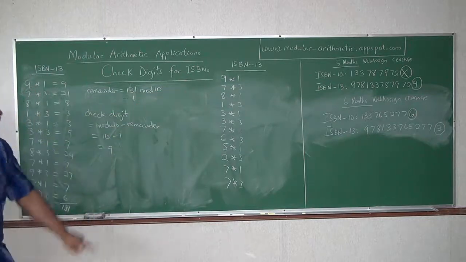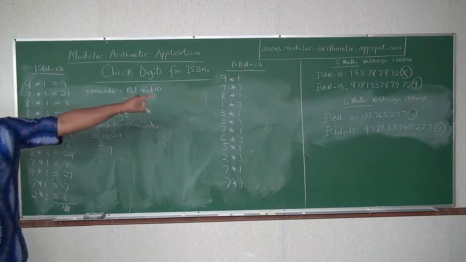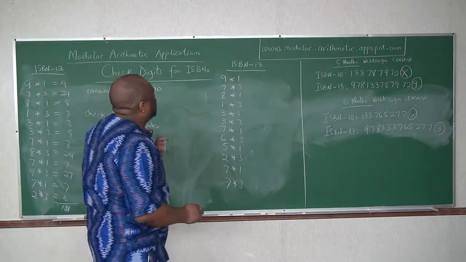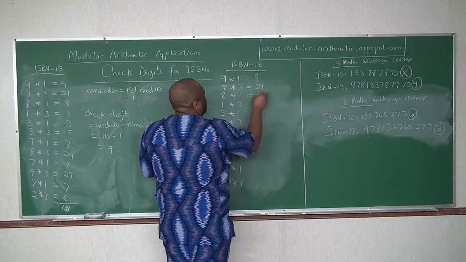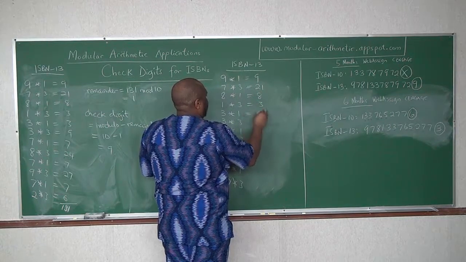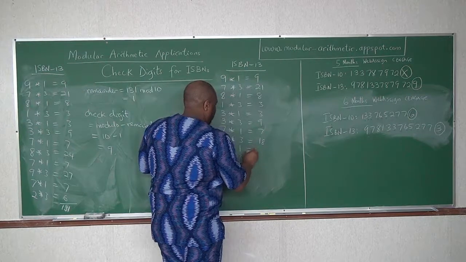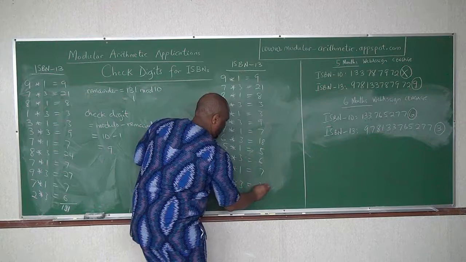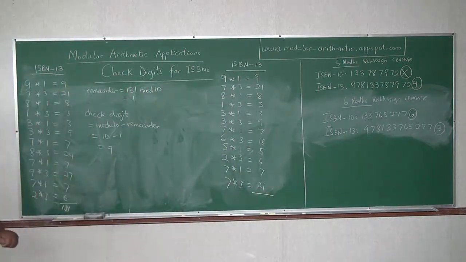Thank God we got it. 9. Okay? That's the check digit. Alright. For this one, this is 9, 7 times 3, 21, 8 times 1, 8, 1 times 3, 3, 9, 7, 18, 5, 6, 7, 21. Okay?